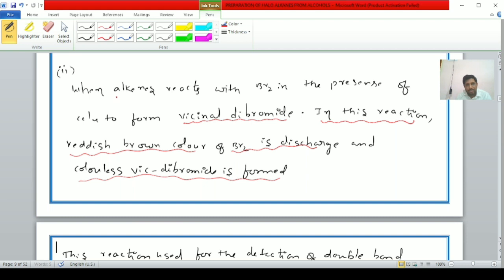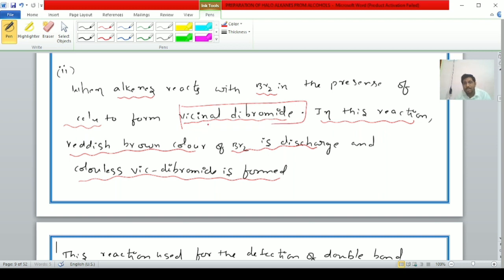When alkenes react with bromine in the presence of carbon tetrachloride, it can form which product, student? Dibromide, that is dihaloalkane, is formed. That is also vicinal dibromide.